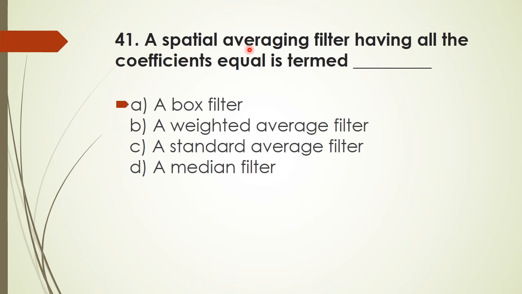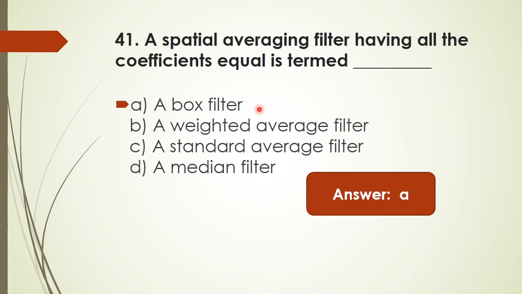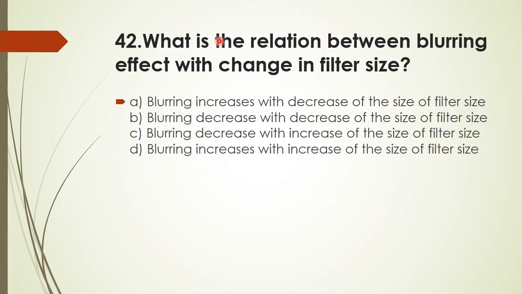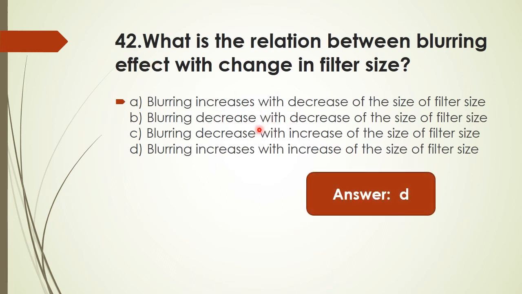Next question, a spatial averaging filter having all the coefficients equal is termed as box filter. If all the coefficients are equal, then it is called a box filter. Next question, what is the relation between blurring effect with change in filter size? So blurring increases with increase in the filter size.